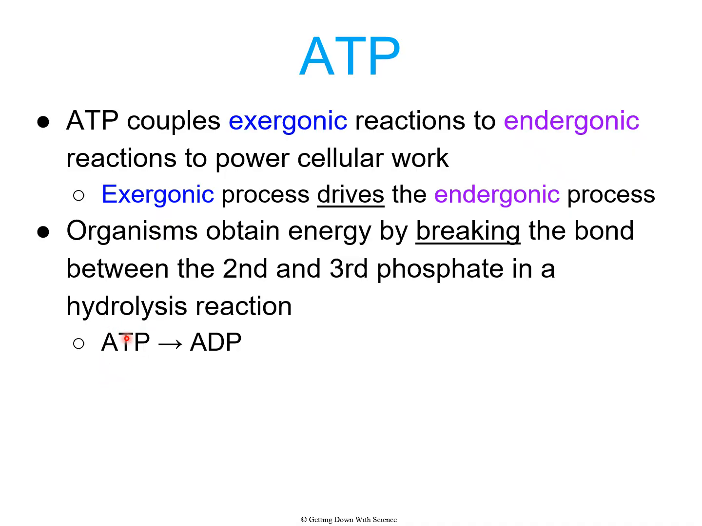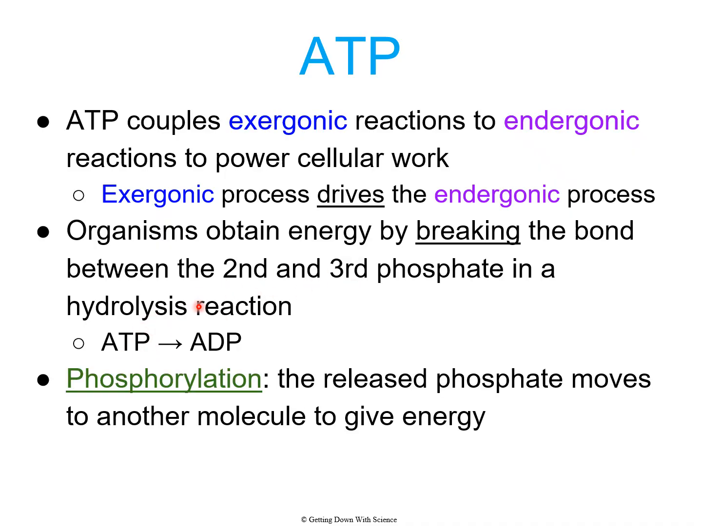Whenever energy is needed, this ATP loses a phosphate and it becomes ADP, and the D stands for di, and the prefix di means two. So now we have a molecule that has two phosphate groups as opposed to three, because the third one is broken off. That bond is broken in order for energy to be released, and that's the energy used to drive these endergonic reactions.